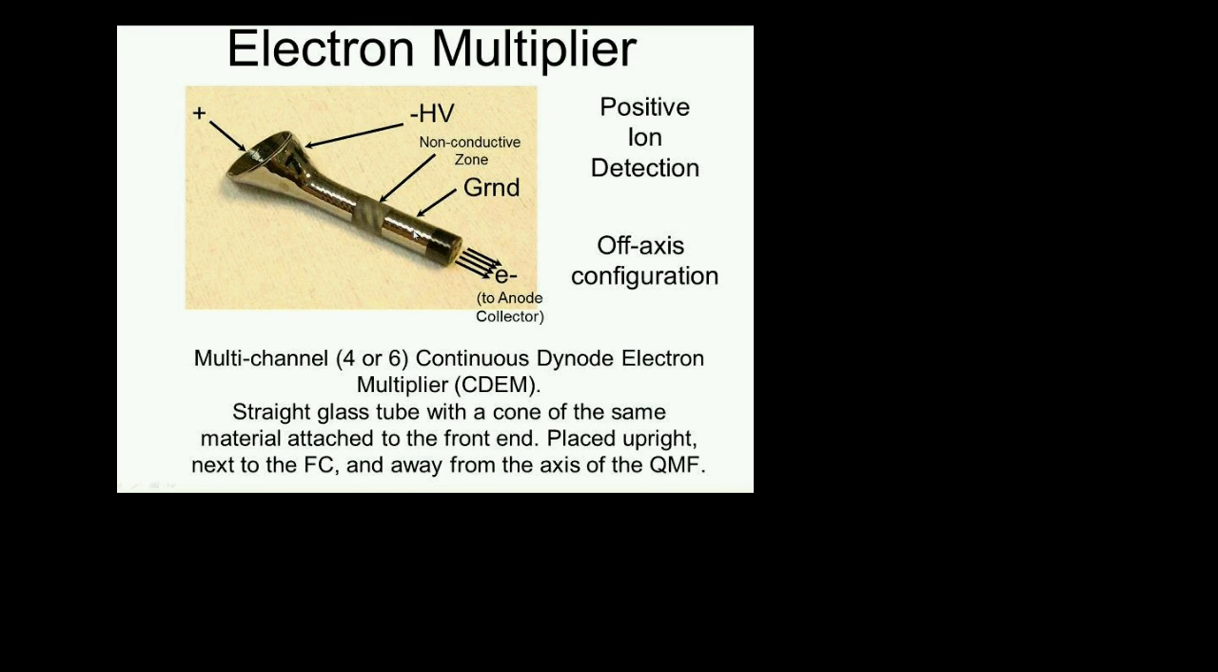And most of the modern RGAs use what's called a multi-channel continuous dynode electron multiplier. And if you're going to buy an RGA today, I highly recommend that you get one that has this, because they have the longest lifetime.